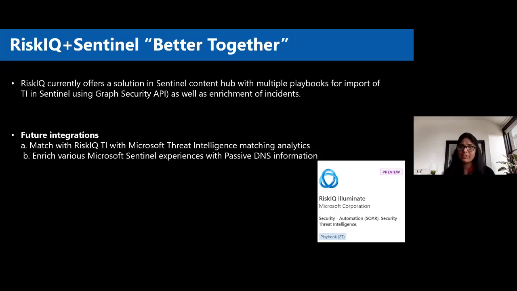There are future integrations that we are planning right now. For example, we want to include Risk IQ TI in the Microsoft Threat Intelligence Matching Analytics so that you get the value of a contextual feed right out of the door. We will also enrich various Sentinel experiences with the great passive DNS information that Risk IQ has, whether it is the threat intelligence data itself or incidents and investigation. All of that will be enriched with passive DNS. So stay tuned. There is lots coming in terms of Risk IQ and Sentinel story together.